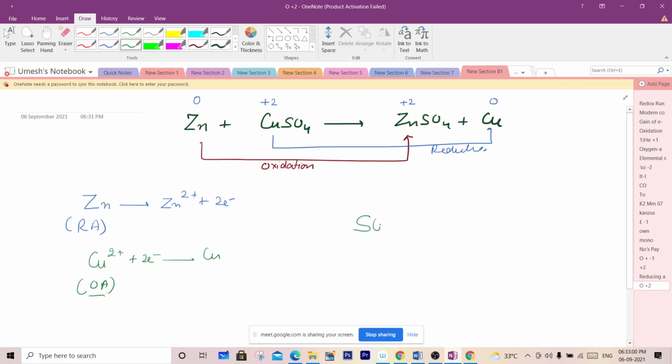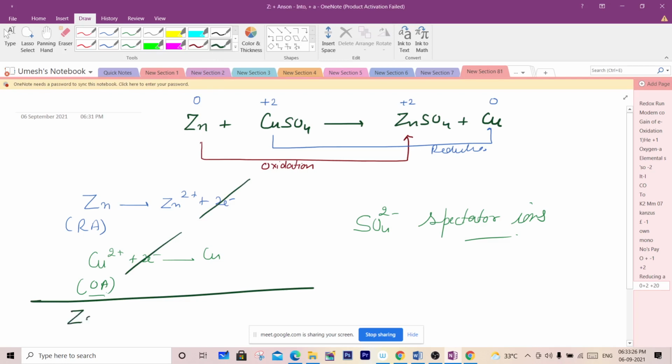Sulfate ions here are spectator ions. They are not involved in any oxidation or reduction. Right?